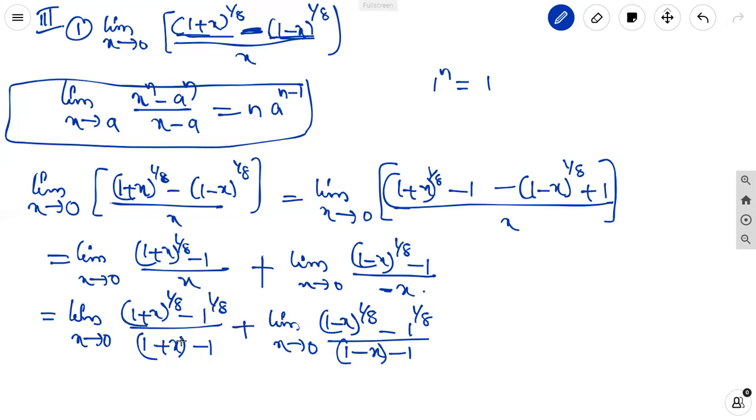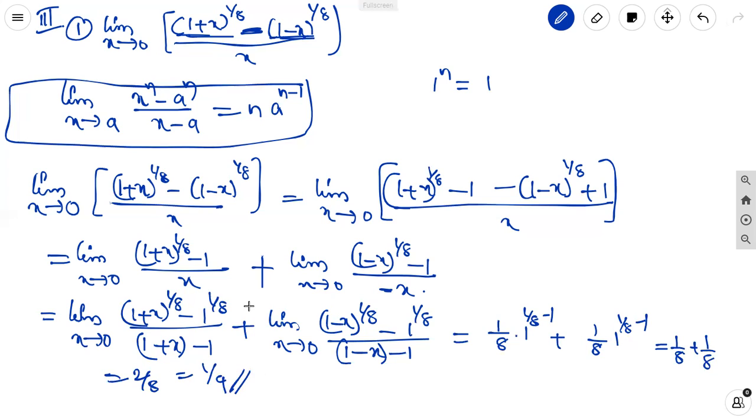Why we are taking in the denominator plus 1 minus 1 means it can be reduced to the form of x minus a. What is the x in the numerator? 1 plus x. So in the denominator also, in the place of x, we should write 1 plus x. a is equal to 1. So it is in the form of n into a power n minus 1 plus n into a power n minus 1. 1 power something is 1 only. It is 1 by 8 plus 1 by 8, which is equal to 2 by 8, equal to 1 by 4. This is the answer.